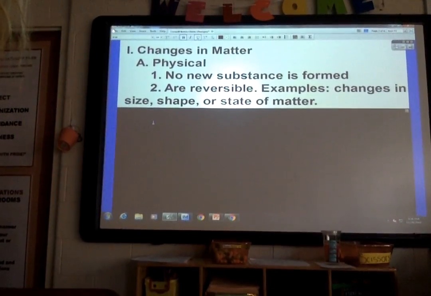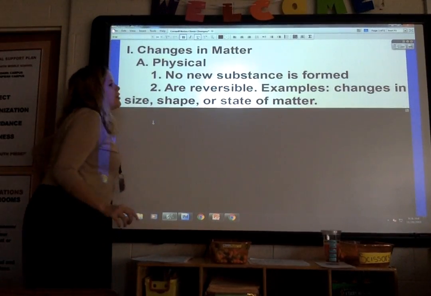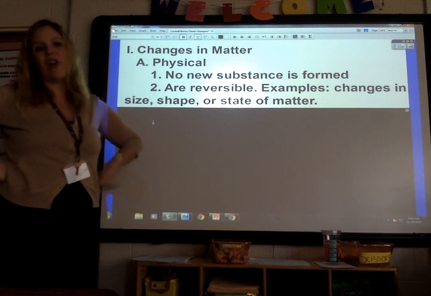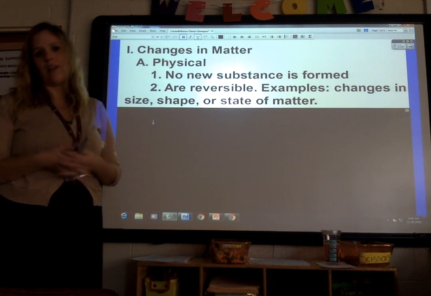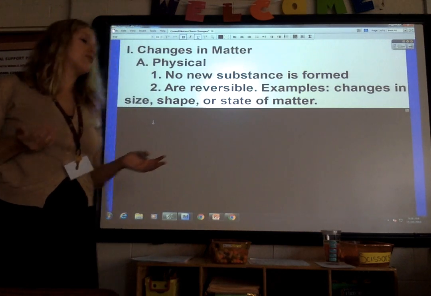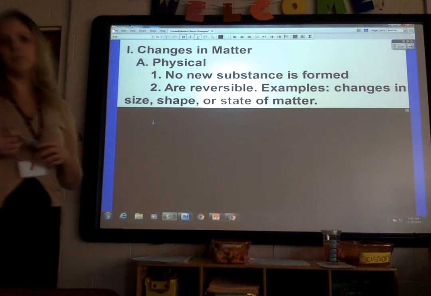Okay. There are two types of changes in matter. Physical. During a physical change, no new substance is formed. That's kind of the first thing about physical. You have the same substance, you're just changing it in some way. These changes are reversible. So examples of changes can be changes in size, shape, or state of matter.